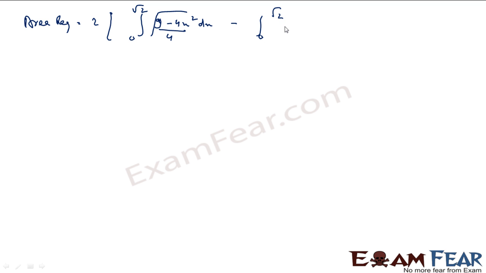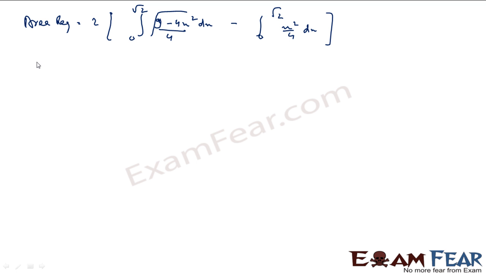So let's do the calculation part here. From the last slide we found that the required area is nothing but 2 into integration of root of 9 minus 4x square dx, the whole thing by 4, with x varying from 0 to root 2, minus again the integral from 0 to root 2 of x square by 4 dx, correct?